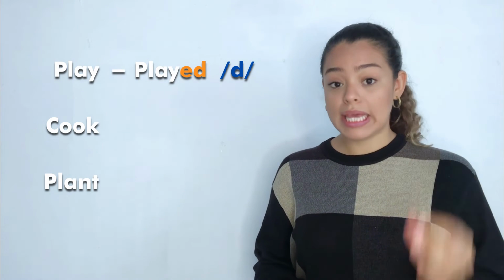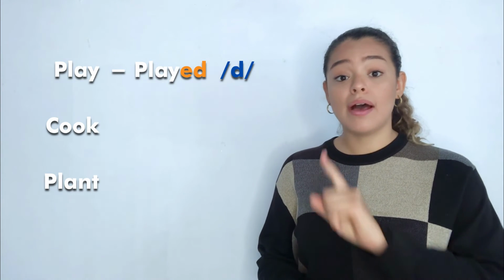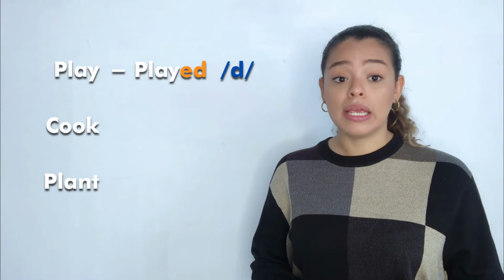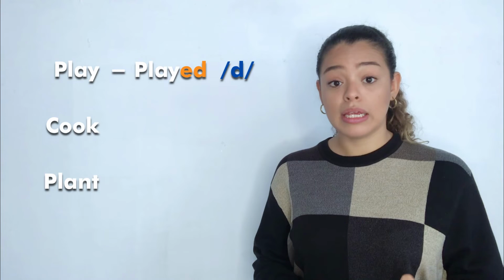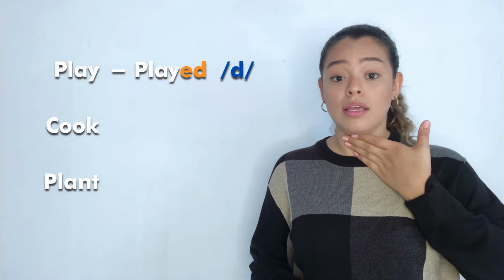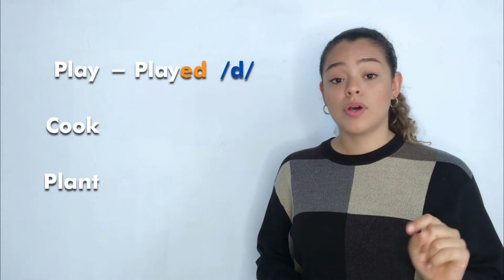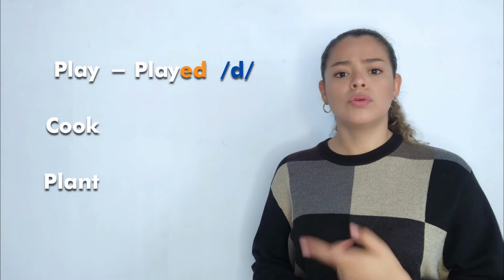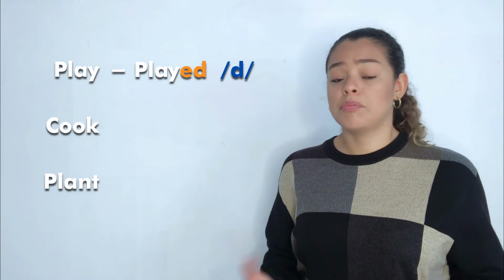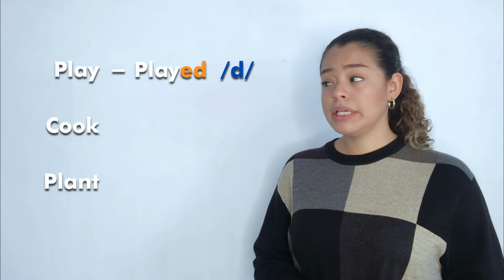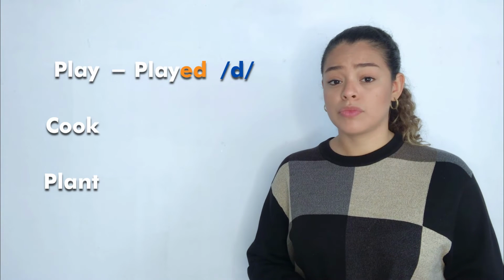Played. Okay? We have a vowel sound over there. Play, the sound is a vowel. We are using our vocal cords. So, played. Now, cook. The past of cook. Add ed. What is the right pronunciation over here?